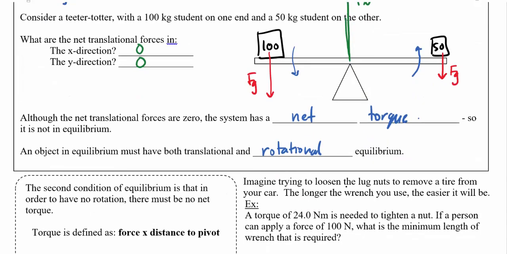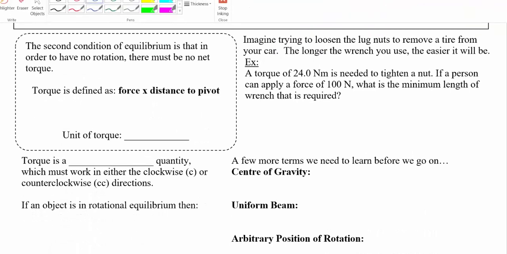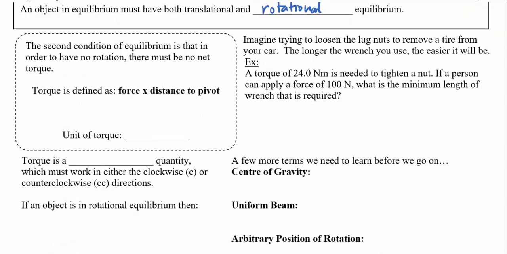So let's talk a little bit more about what torque is. This second condition of equilibrium tells us that in order to have no rotation, there must be no net torque. Now, torque is defined as force times distance to a pivot. So the symbol for torque is tau, and this is going to be F times D. So note that torque is the symbol tau. Force, of course, is F, but then this whole point here, distance to the pivot, is D.